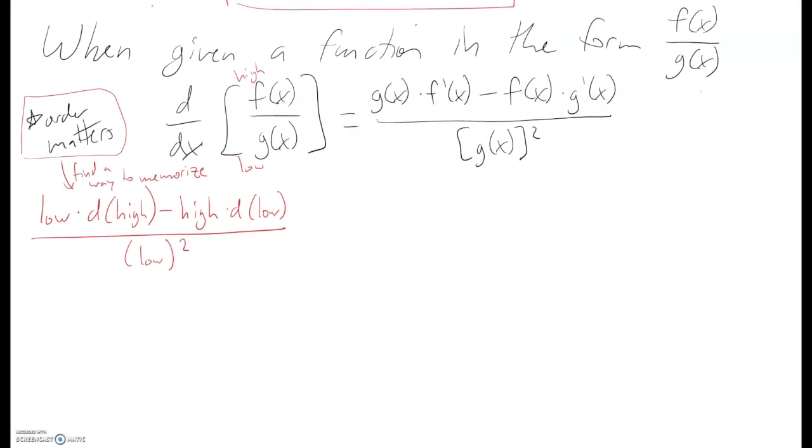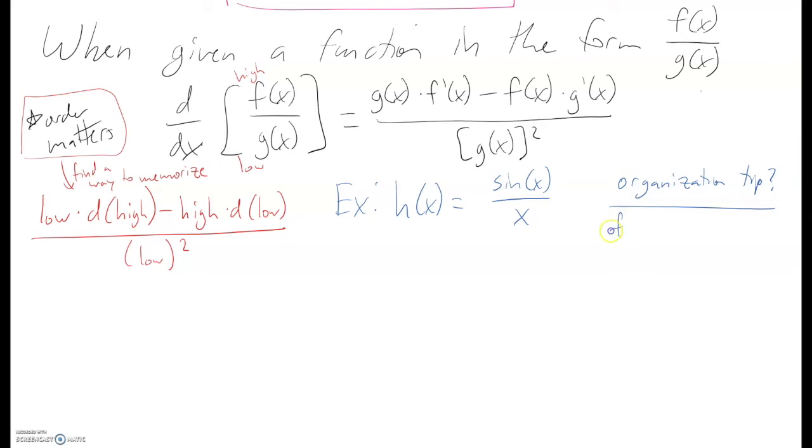So let's look at an example that will involve the quotient rule. We'll set up h of x equals sine of x over x. An organizational tip for this is to separate your two functions right away. Your high function being sine of x, and your low function is just x. And differentiate those both before you start. So the derivative of sine of x is cosine of x, and the derivative of x is just 1.